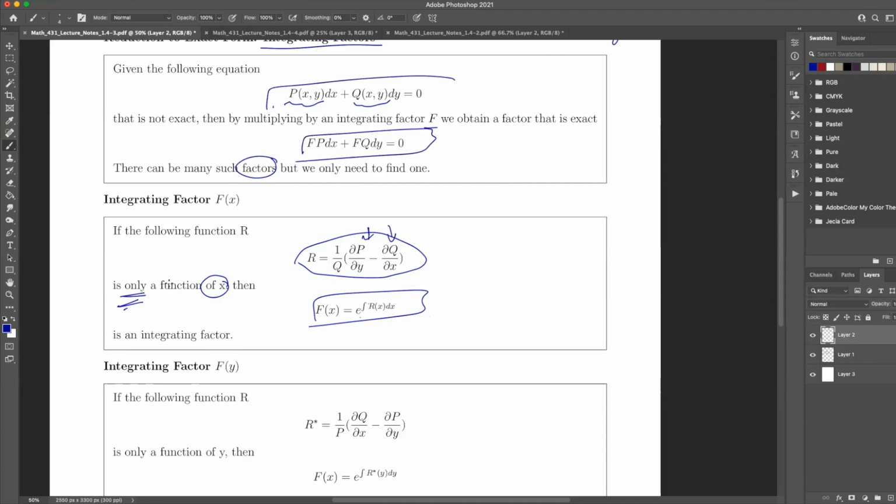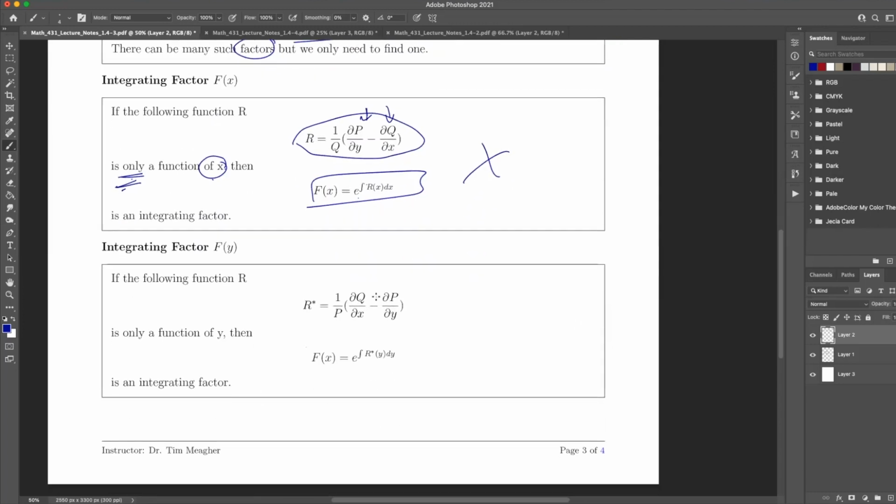Okay, if and only if this is only a function of x. If it's not a function of x, you can't do this, right? If you cannot do this one, you're going to check this one. You're going to look for the following function r star.